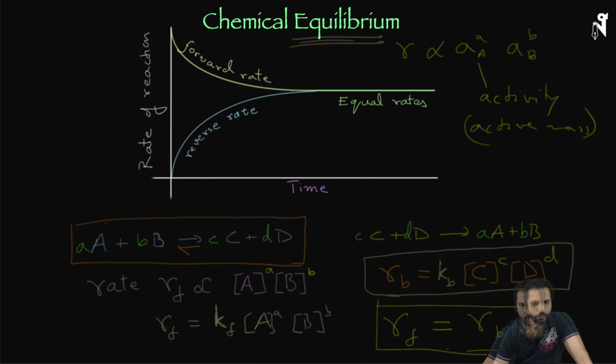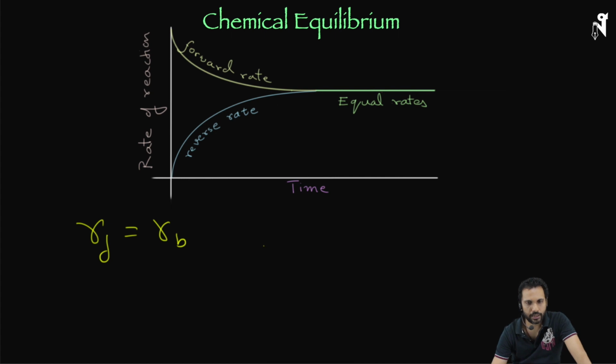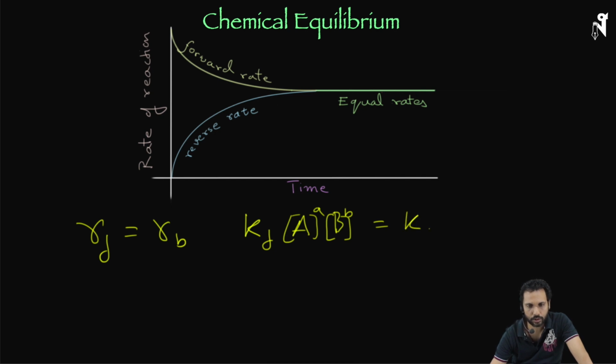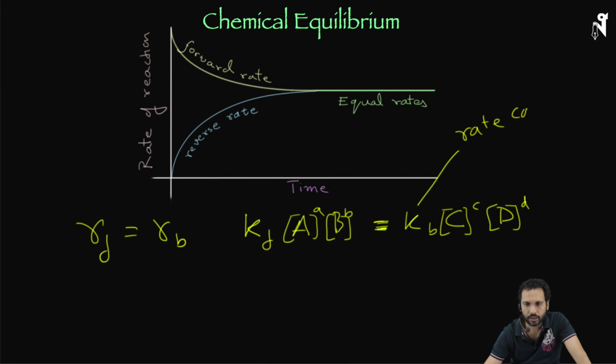So if my rate forward is equal to rate backwards, then what do we get? Rate forward was k forward [A]^a [B]^b, and the rate backward was k backwards [C]^c [D]^d. In a while, I'm just going to omit writing the square brackets because I'm feeling a bit lazy about it. By the way, this k is called the rate constant.